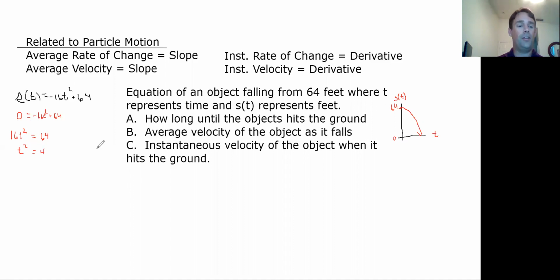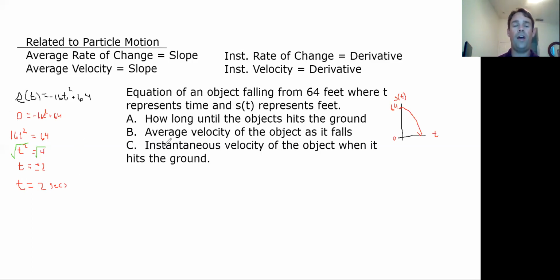And then we take the square root. We find out that t, the time, is plus or minus 2. Now, friends, I don't know about you, but I'm not dealing with negative time, so we're just going to deal with the positive time. So it's going to take 2 seconds for the object to hit the ground. Okay, so that was part A.